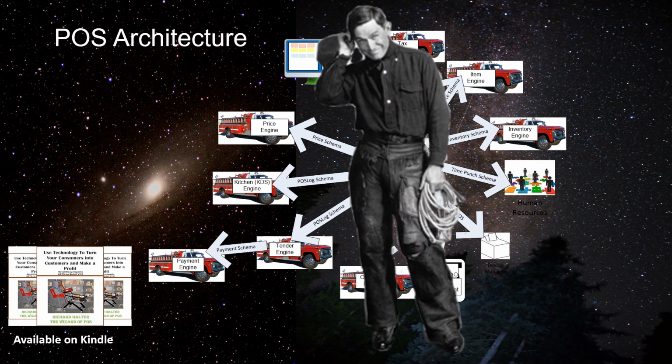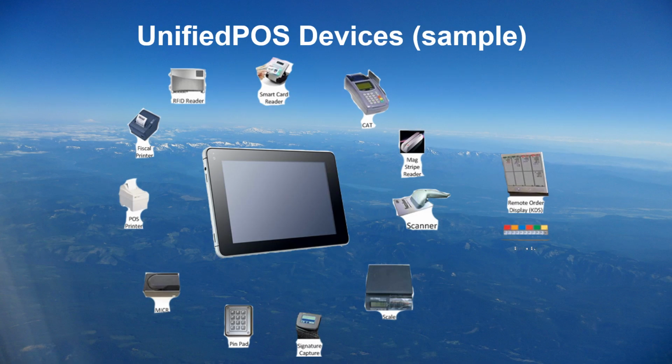Well, doggies, that sure looks complicated to me. So let's make it even more complicated. There are 35 different devices in the Unified POS standard model that can allow you to connect to the various systems. So on top of all of those applications, you've got the potential for 35 Unified POS devices.